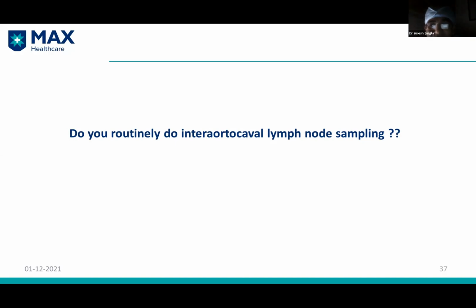Sir, actually, I want to know why not celiac? Why are we not doing celiac? Why only intra-aortocaval? You see, the right side of the celiac is a part of N2. This is what we believe in, this is our philosophy. So for us, these are the N2 group of lymph nodes.